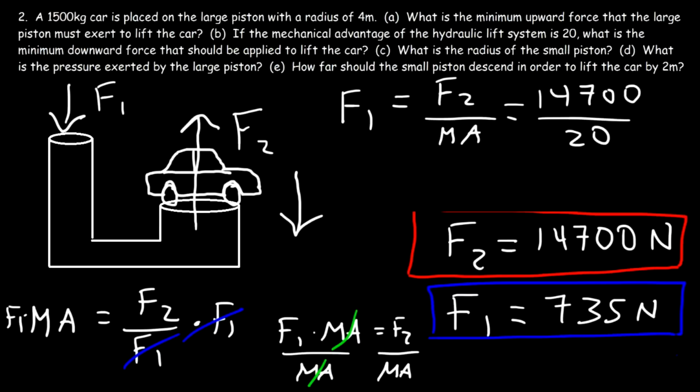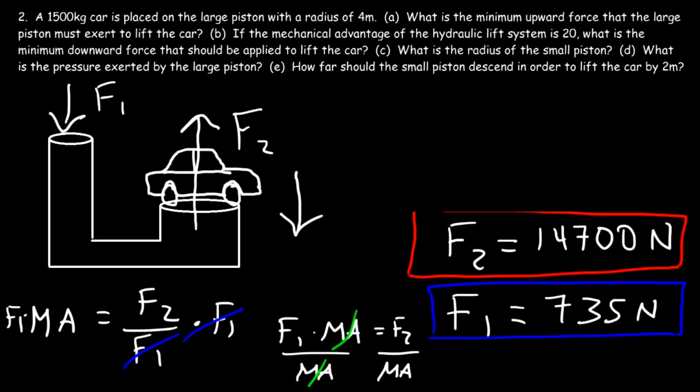Now let's move on to part C. What is the radius of the small piston? So how can we get the answer to that question? Well, according to Pascal's law, we know that the pressure exerted on these two pistons has to be the same. So that means that F1 over A1 has to equal F2 over A2.